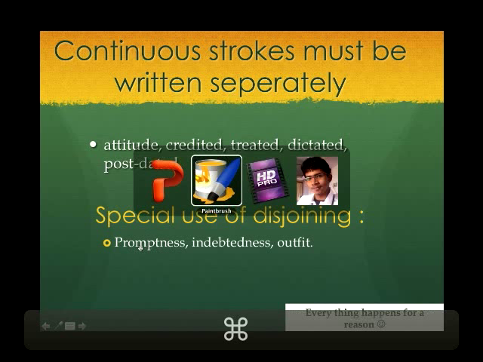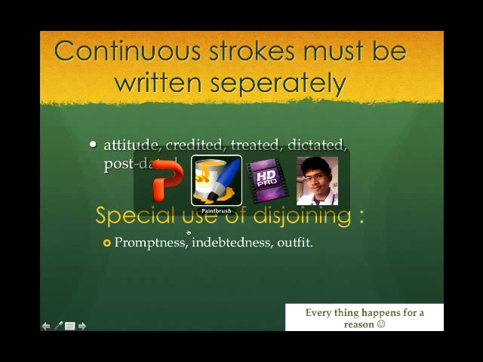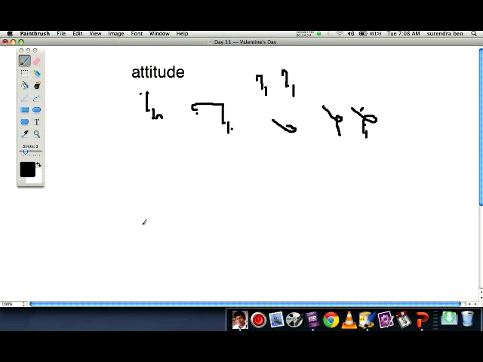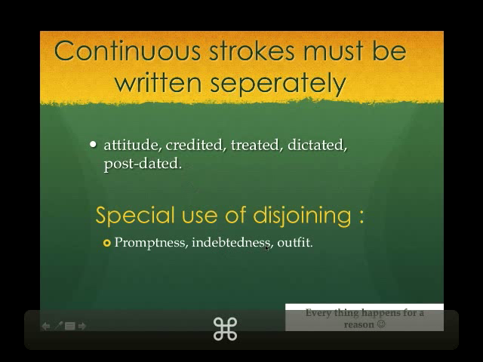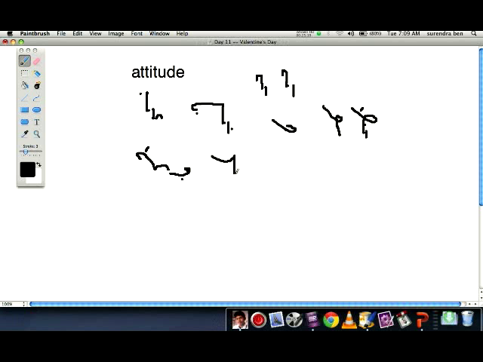Promptness. We can write up to prompt and then ness separately. So it is a special use of disjoining. Okay. Here we will write MT, promptness. So like this. Prompt. Next we will write separately as a full stroke, full length N. Okay. Promptness, disjoined. Indebtedness. In debt you can write half of the length. Okay. In debtness. Indebtedness. This may be DD or DT. Okay, based on the situation we will write. Okay, indebtedness.